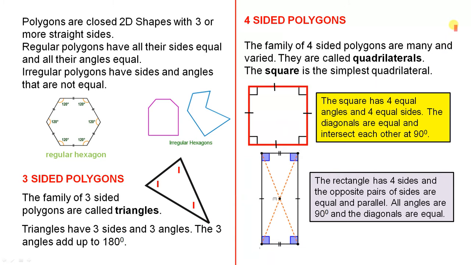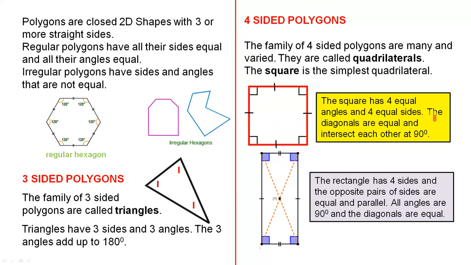4-sided polygons. The family of 4-sided polygons are many and varied. They are called quadrilaterals. The square is the simplest quadrilateral. The square has 4 equal angles and 4 equal sides. So you've got 1, 2, 3, 4. All the sides are equal. All their angles are equal. In fact, they're all 90 degrees.